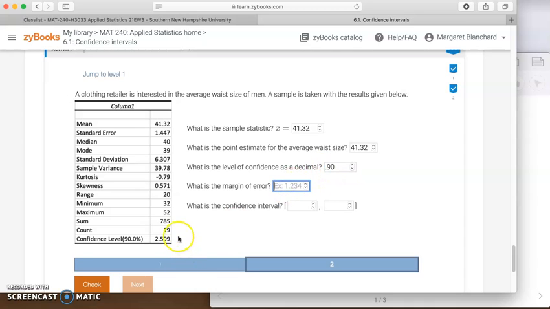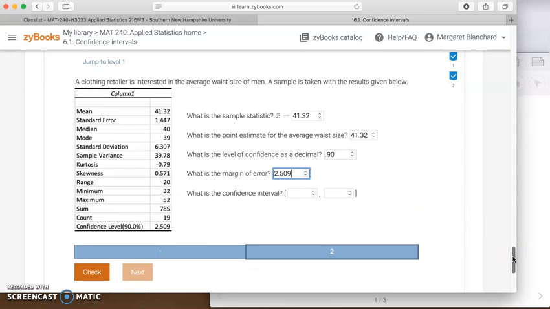What is the margin of error? This result here, where it says confidence level, this result 2.509, that is your margin of error. That's not your confidence interval. That's your margin of error, and that's going to help you get your confidence interval. So that's 2.509.